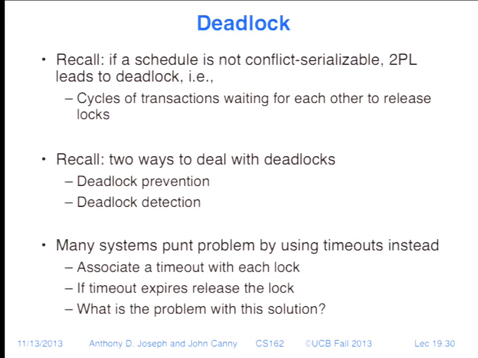Okay, so there are a few ways of dealing with deadlock. One way is to rely on timeouts, associating a timeout with each lock. If the timeout expires, it's evidence that there's deadlock in the system. So what's the problem with that solution? Well, that's a penalty that you pay if there's some inconsistency in the state. Any other problems? Well, you have to also be careful about which transactions still hold the lock, and whether they can continue.